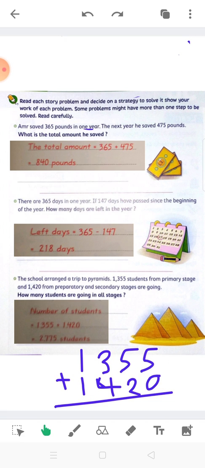Okay, 5 plus 0, we cross 0, and the number remains the same. This is 5. Again, 5 plus 2 equals 7. So the answer will be 7. 3 plus 7 plus 4 equals 7 as well. Again, 1 plus 1 is 2. So the answer will be 2,775 students. Okay?